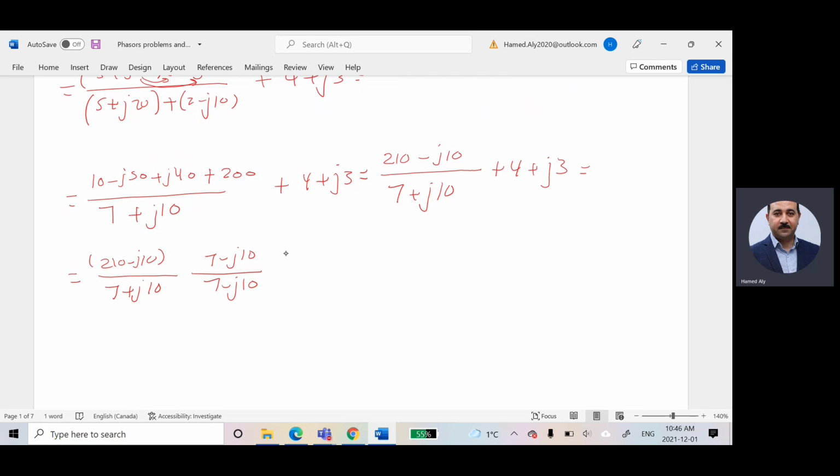Okay, plus 4 plus j3. This term will be equal to, generally speaking, if you multiply a number by its conjugate, the real squared plus the imaginary squared. Am I right? So this will be 7 squared plus 10 squared. Then I will distribute this times this, and this times this, then this times this, and this times this.